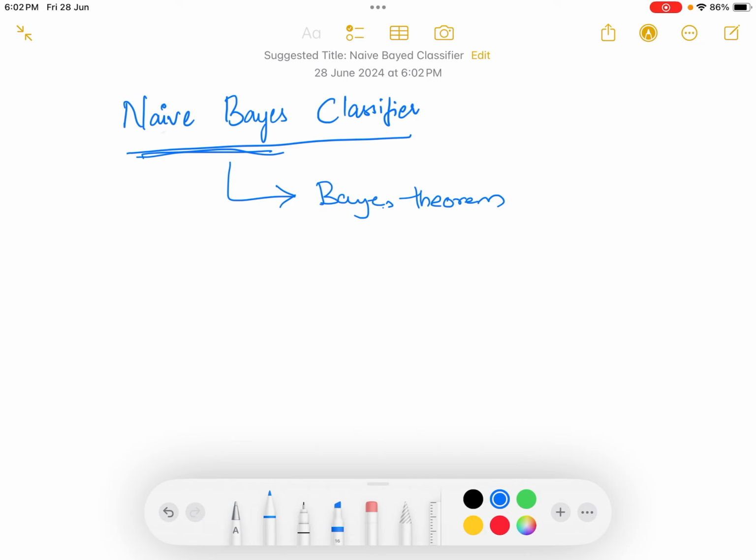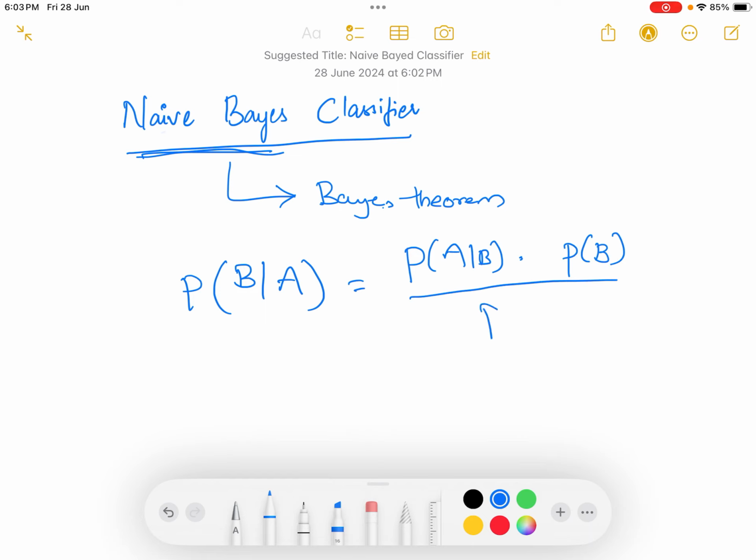Okay. So now let me write Bayes theorem. Probability of B given A is equal to probability of A given B into probability of B by probability of A. So now how this equation can be useful for classifying the data that we will see.